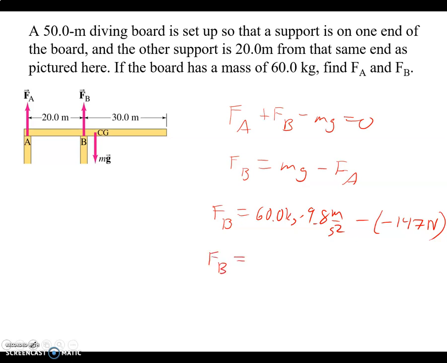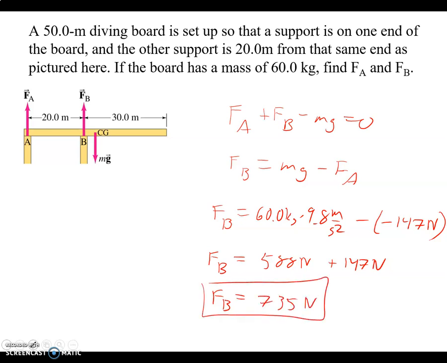So we have to keep that negative in there to correct the direction for FA. So then FB would be the weight of the board, 60 times 9.8, 588 newtons, plus 147 newtons, which gives us 735 newtons. And from our previous slide, there you are. That is the value for both force A and force B.